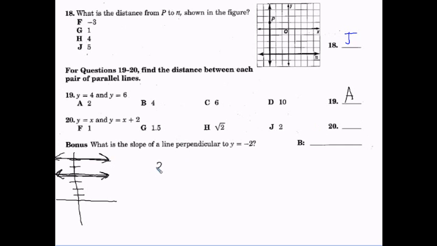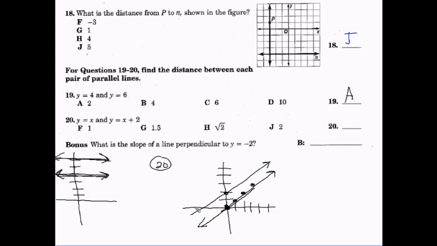For number 20, I have y equals x and y equals x plus 2. Okay, these are parallel lines. If I graph y equals x, my y-intercept is 0, my slope is 1, so I go up 1 over 1, up 1 over 1, up 1 over 1. So I have a slope of 1. And y equals x plus 2, I go up 2, and then I have a slope of 1, and they're running parallel to each other.